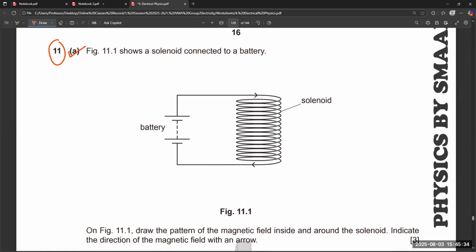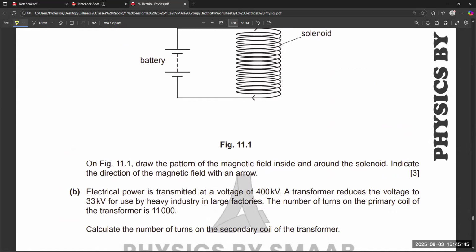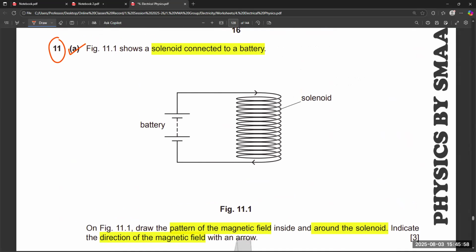Question number 11. It shows a solenoid connected to a battery. On figure 11.1, draw the pattern of the magnetic field inside and around the solenoid. Indicate the direction of the magnetic field with an arrow. So we have to draw the magnetic field line. It is for 3 marks, inside and outside also. According to the direction of electric current, you can see the direction of electric current is also given. It is going towards right from the top, going towards left at the bottom.